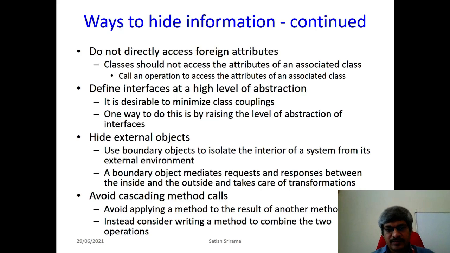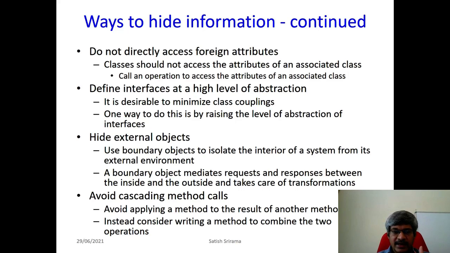Then we have to define interfaces at a high level of abstraction. These are desirable to minimize class couplings. Class coupling deals with, for example, how many methods of class A are using the association to class 2. That shows the strength of the coupling. It is better to minimize this sort of class coupling. One way to address this is by raising the level of abstraction of interfaces, so basically have more interfaces.